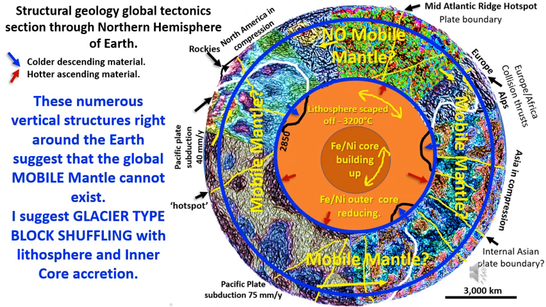These numerous vertical structures right around the Earth suggest that the global mobile mantle cannot exist. I suggest glacier-type block shuffling with lithosphere and inner core accreting. We will now look at global research using the southern tomographic sections.